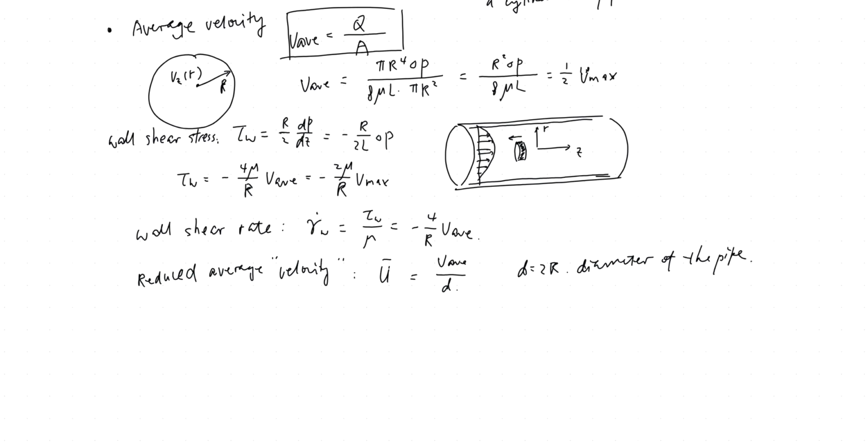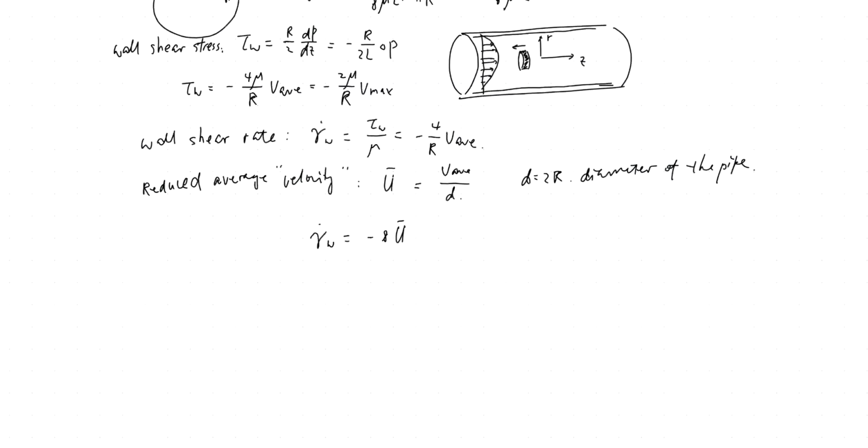And if you define this reduced average velocity, then you can express the wall shear rate as minus 8 mu r. So it gives you a ratio so that you can directly relate the wall shear rate to this so-called reduced average velocity. This is why it can be handy in some industry applications.